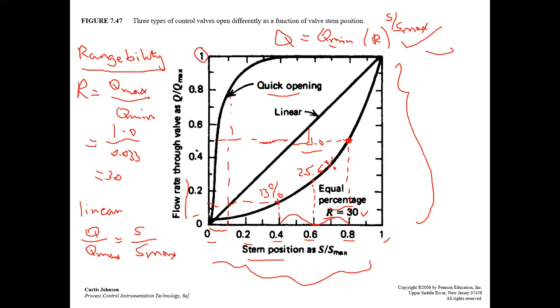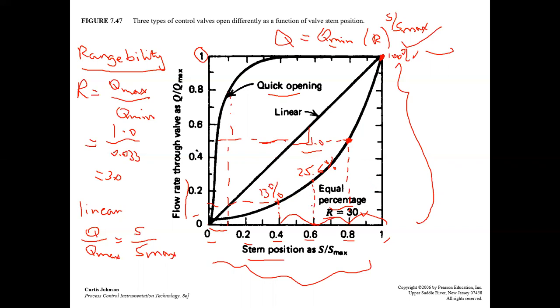When you go from 80% to 100%, with the same change, equal percentage means the same effect for each 20%. You double from 50 to 100. This is 100 at this point, and this is 50%. So each time you go by 20% here, you double. This is the equal percentage.